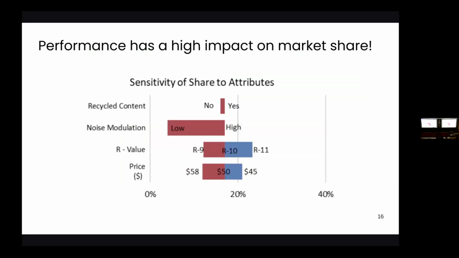So next, we connected the willingness to pay back to market behavior by looking at how those same attributes affect the predicted market share. So the same story is here. The sensitivity analysis shows that the performance-related attributes shift market share much more than recycled content alone.